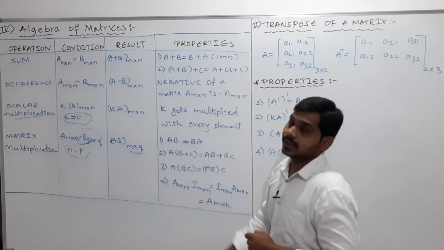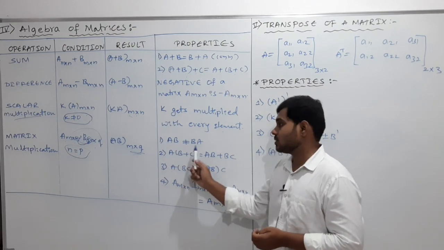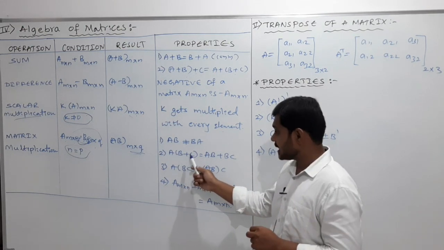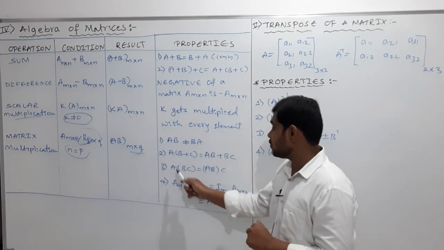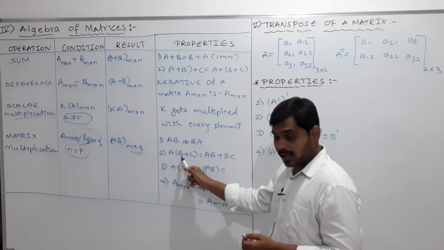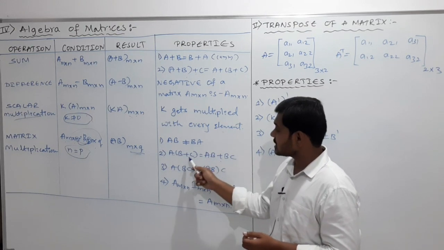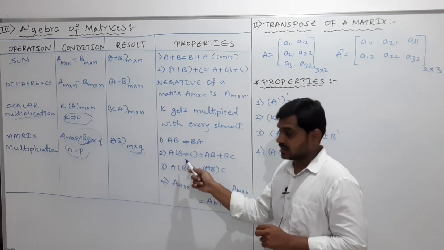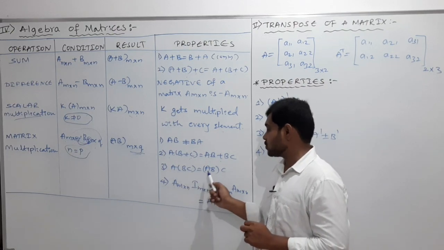And then the properties. What are the properties, my dear students? AB is not equal to BA, always. And A into (B plus C): if you first add B plus C and multiply with A, you will get the same value as if you multiply AB and AC and add these two. Whichever way, the same answer comes. Clear? And the next one is A into BC is equal to AB into C.